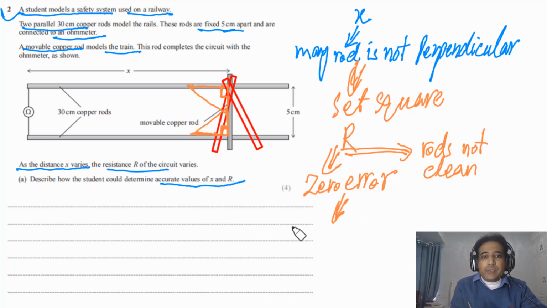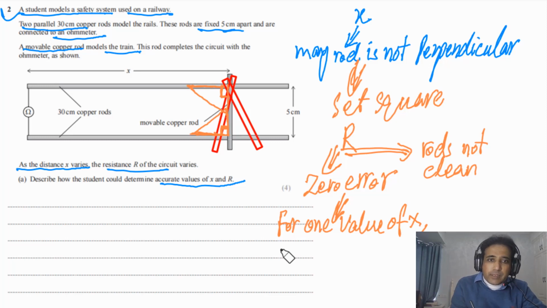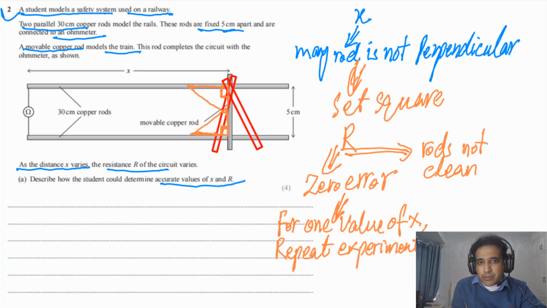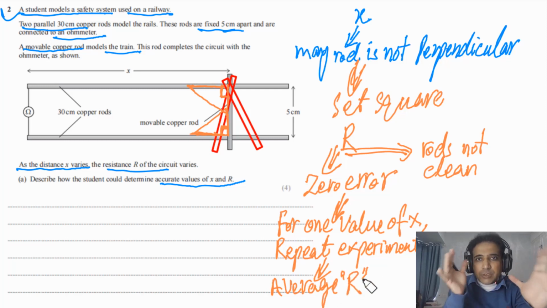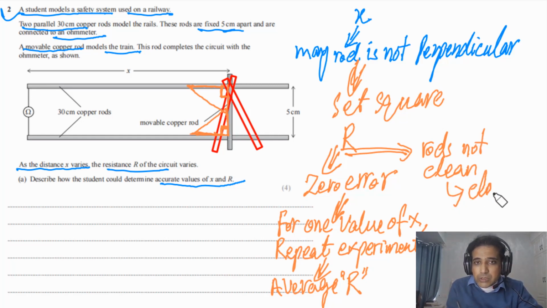So how can we improve this? We can check for zero error, and for one value of x, we can repeat the experiment and calculate the average resistance. We can calculate the average value of R. In this way we can improve the measurement of R and get a more accurate value of R. We can clean the rods, and check for zero error.